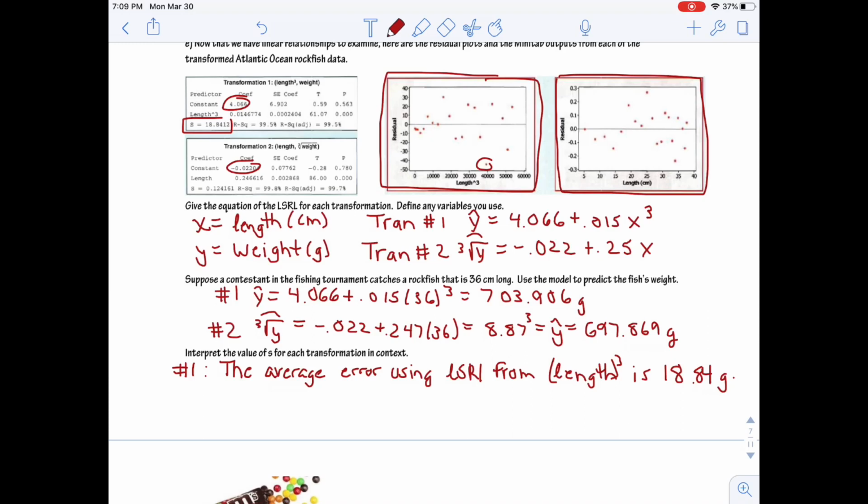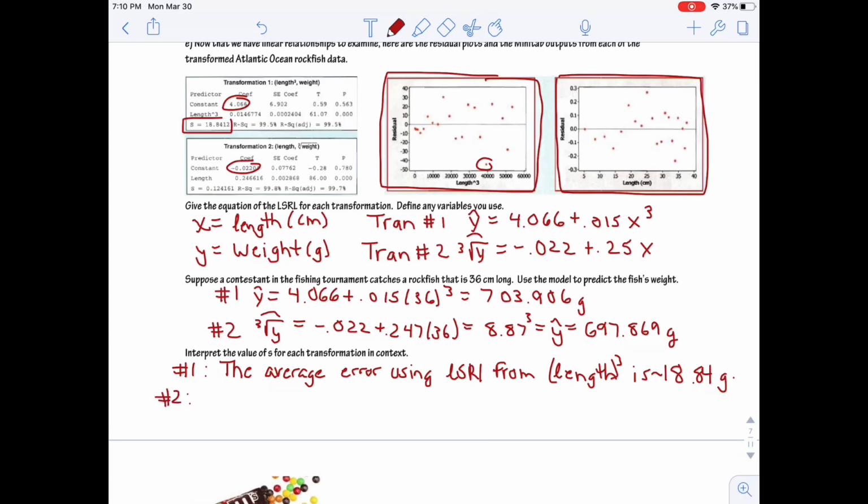So if using the least squares regression equation that we used or made up there to predict the weight from length cubed is 18.84. So again, make sure you look at my key. I write a little bit better of an answer there. I write the average error when predicting rockfish weight from length cubed is 18.4 grams, or about. I'll write that out in the second one here.